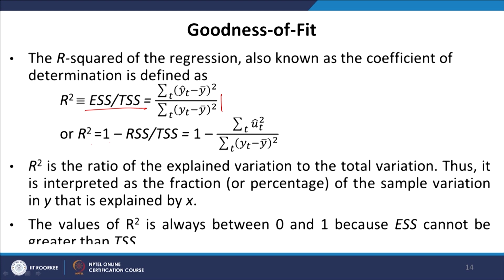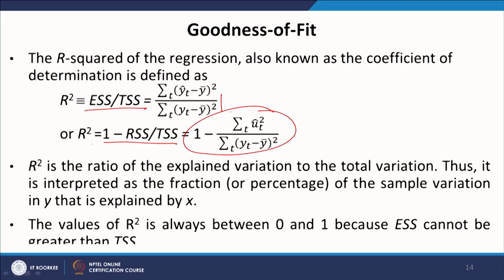Alternatively, R square can be written as 1 minus RSS upon TSS. This is the same thing: the residual sum of squares divided by TSS gives us what percentage of the model is not explained by the line, and 1 minus that gives us what is explained by the line. This is the expression for R square. So, these are the two alternative expressions. R square is the ratio of the explained variation to the total variation. Thus, it is interpreted as the fraction or percentage of the sample variation in y that is explained by x.